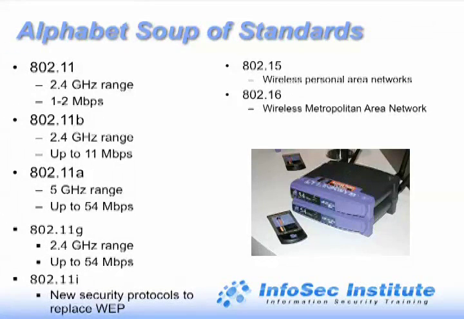802.11b is going to be your 2.4 gigahertz at 11 meg. G is going to be your 2.4 gigahertz at 54. A is going to be 5 gigahertz at 54. And which one's going to be the shorter range? The 2.4 or the 5 gigahertz? Actually the 5 gigahertz. The higher the number, basically the more ups and downs in the frequency. Yeah, the shorter range.